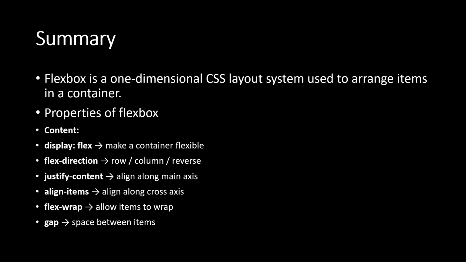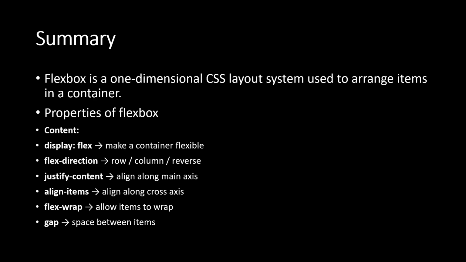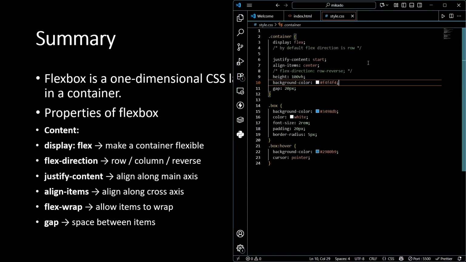So the summary is, flex is a one-dimensional CSS layout system used to arrange items in a container, and the properties are display flex, flex direction, justify content, align items, flex wrap, and gap. So now it's time to see the practical, right? So let's see. My friend, I am going to show you.